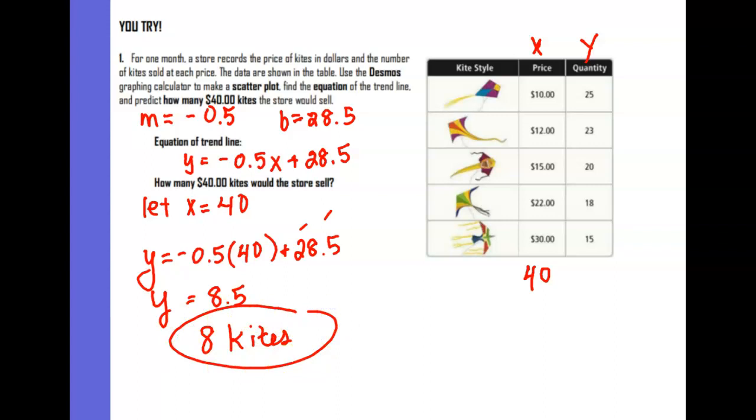So I want you guys to go ahead and look at number 2 and try it. Again, pause the video if you need to. I'm just going to give you the answers for it. So for number 2, your M should be equal to 3.2. Your B should be equal to 17.8.